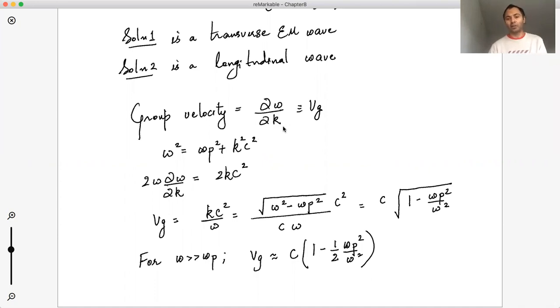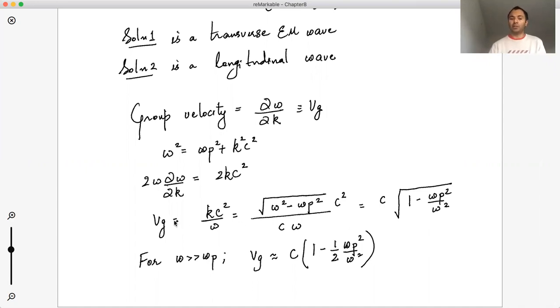Of course, group velocity is defined by d omega by dk. You can calculate that. And because there's dispersion in the medium, the group velocity is now dependent on omega. So in free space, the group velocity is just c. It doesn't depend on omega at all. So all wave packets travel at the same speed.